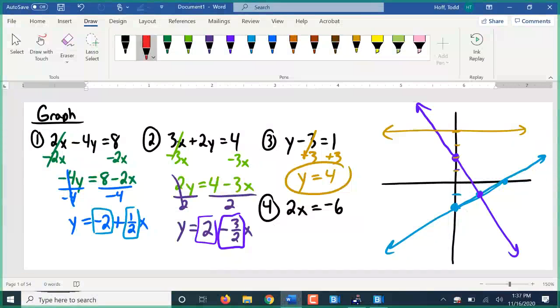Number 4, we have 2x equals negative 6. Our only variable here is x, so we're going to solve for x by dividing by 2, giving us x equals negative 3. So remember, when it's x equals, it is a vertical line, negative 3 on the x-axis, like that. Any questions on graphing any of those lines?